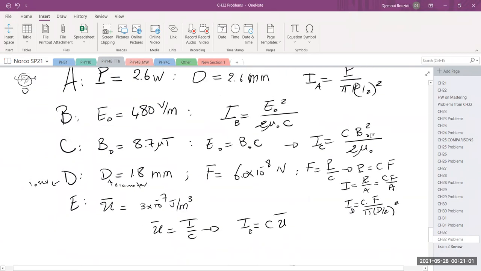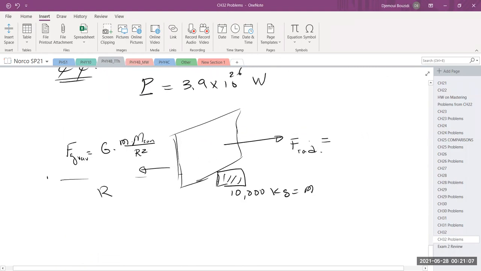Did I write it down, the power over C? But the power at that point, you have to be very careful now. So this is the power delivered to this cross-section A. So that means I have to take the radiation of the Sun, because here is the Sun. The Sun sends every second 3.9 times 10 to the power 26 joules.